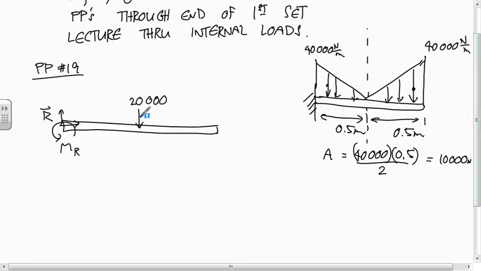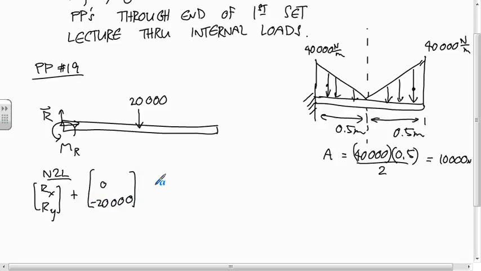Okay, so the first thing we're going to do is figure out the reactions. Newton's second law says this plus this is equal to zero. And so that reaction force is just 0, 20,000.